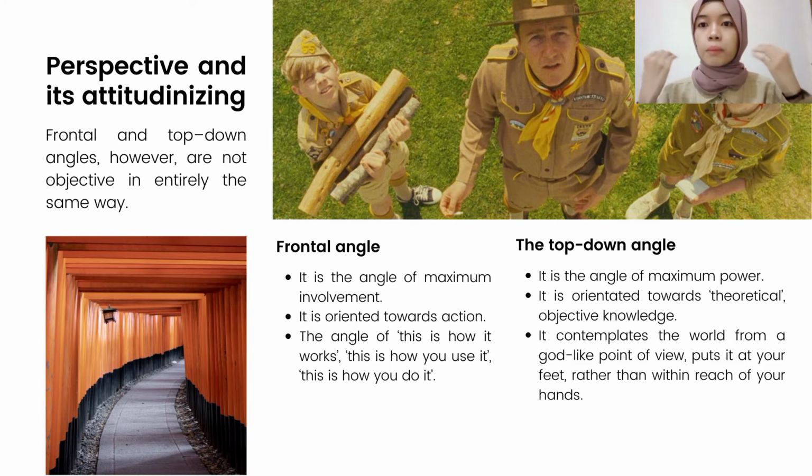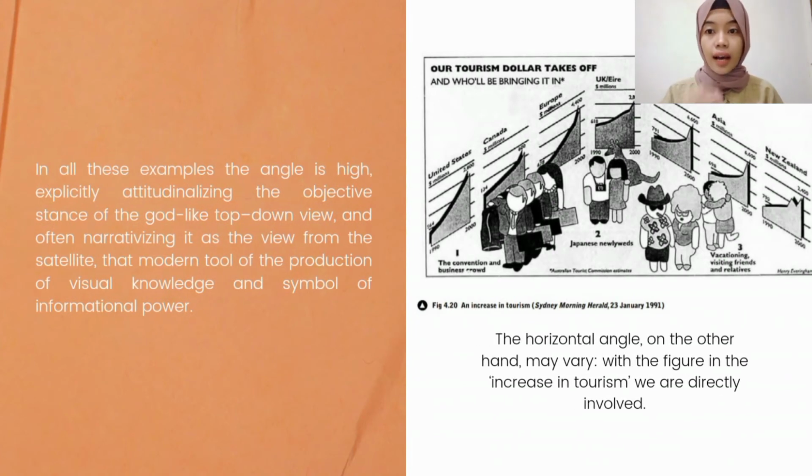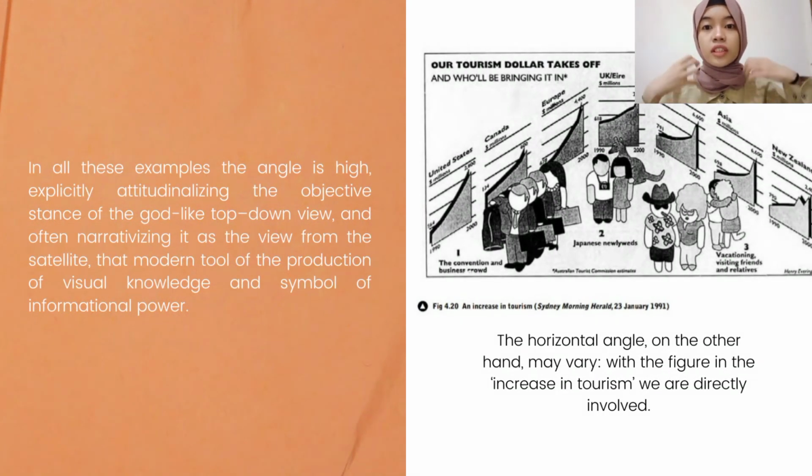It contemplates the world from a godlike point of view, puts it at your feet rather than within reach of your hands. In all these examples, the angle is high, explicitly acknowledging the objective stance of the godlike. Meanwhile, the top-down view is often narrativized as the view from the satellite, that modern tool of the production of visual knowledge and symbol of informational power.